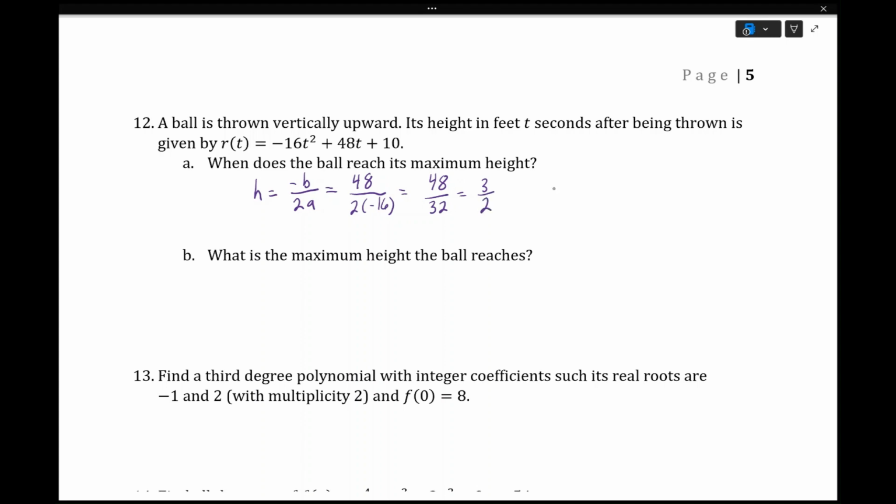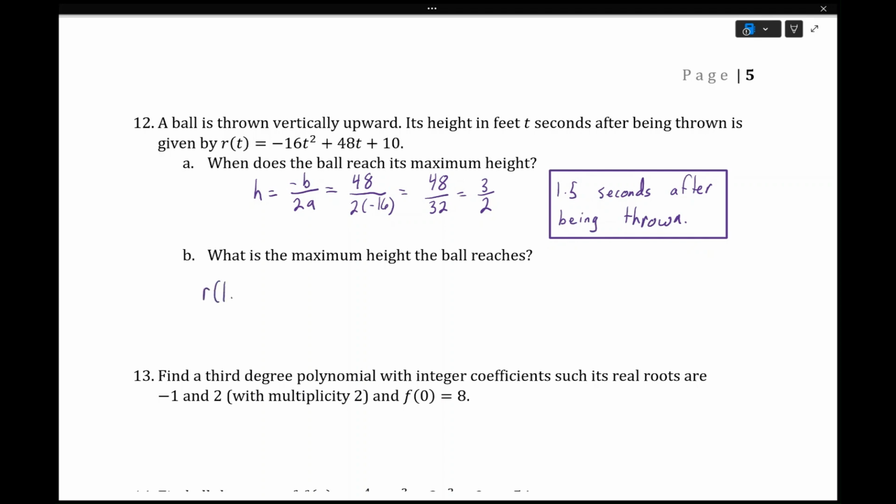So when does it reach its maximum height? 1.5 seconds after being thrown. So how do I find that maximum height? Well, I have a function relating height and time. So if I plug that 1.5 in, that should tell me the height.